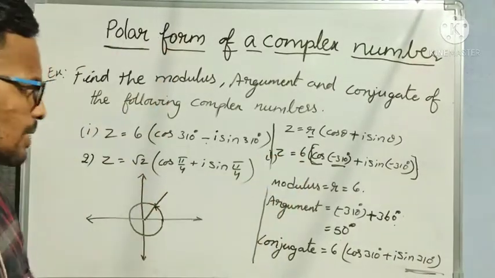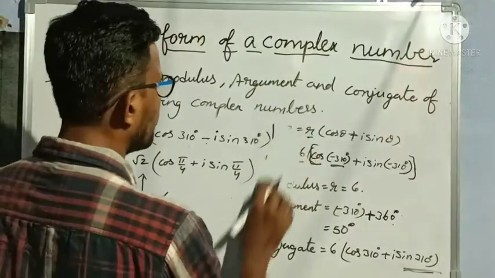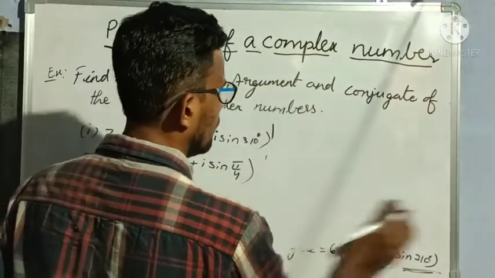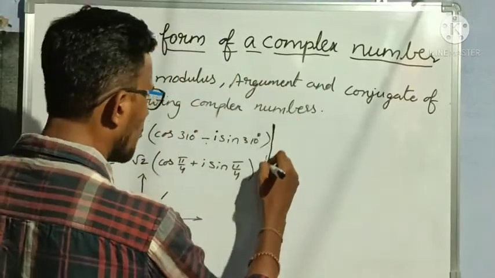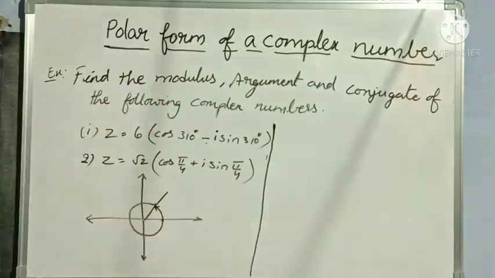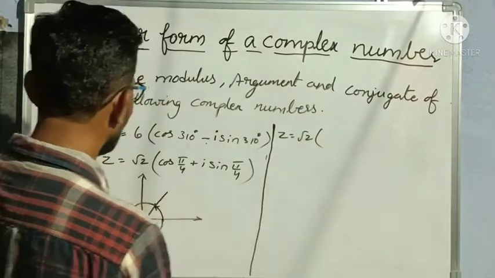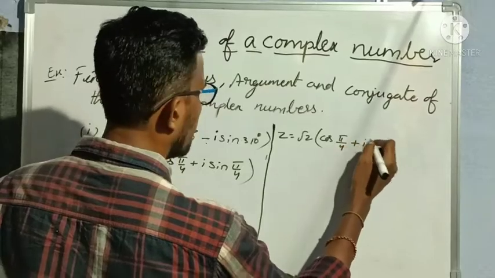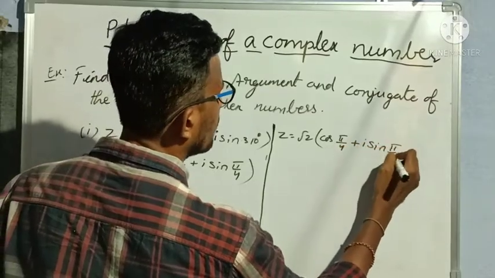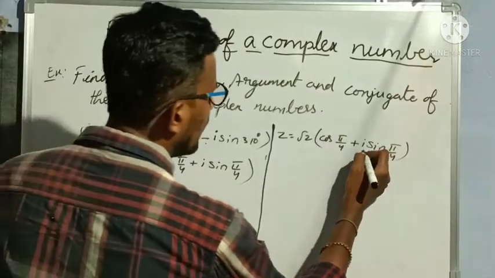Next let us see the second problem. So what is the second problem? Second example I have taken here. z is equal to root 2 times cos pi by 4 plus I sin pi by 4. Anyhow, here I am taking plus only, and pi by 4.